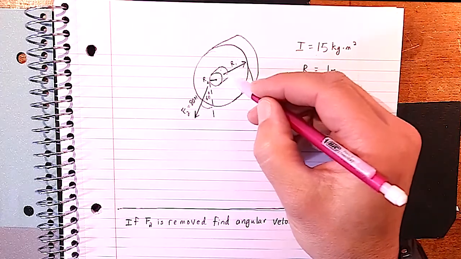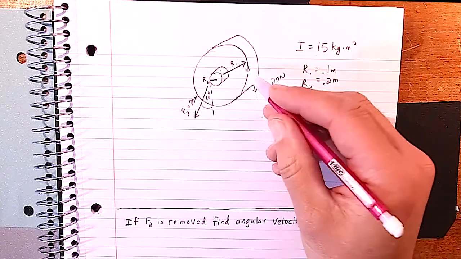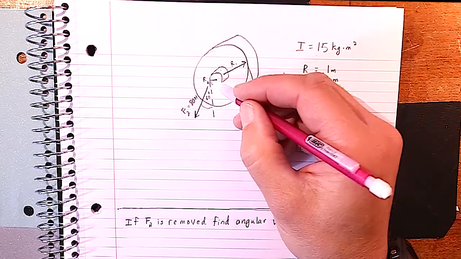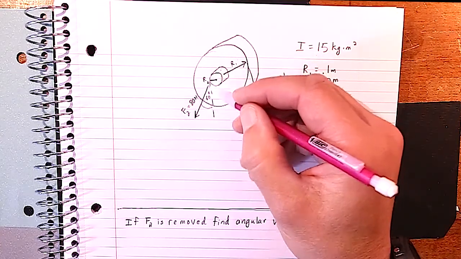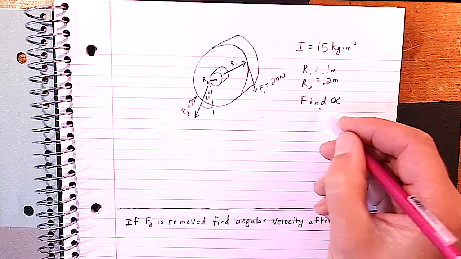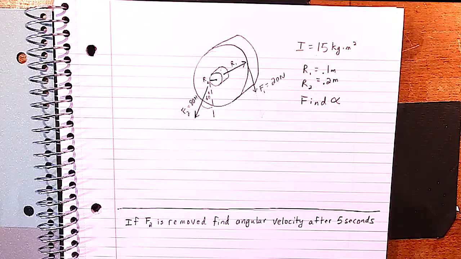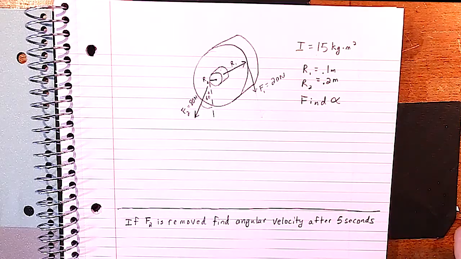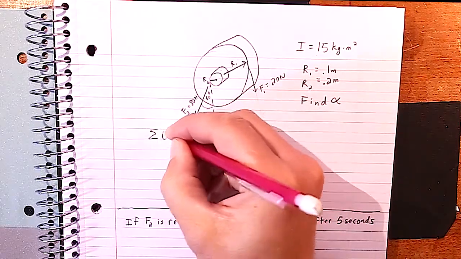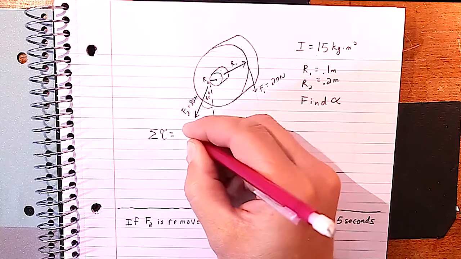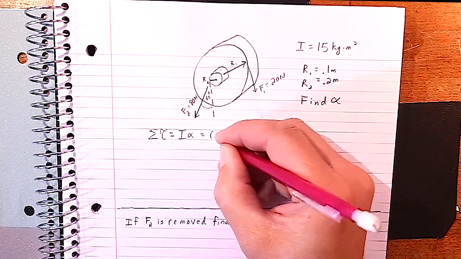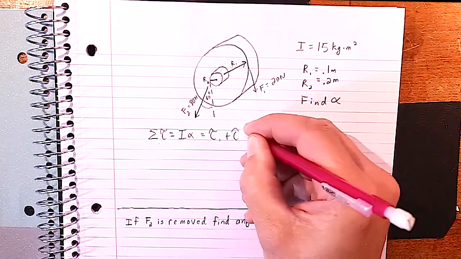And from the center of the wheel out to the edge, that's R1 with a force of 20 newtons. And then for this one, we have a smaller radius and the force is exerted at an angle. And the question is to find alpha. So what we're going to do is sum our torques. The sum of the torques is equal to I alpha, so this is our net torque, equal to torque 1 plus torque 2.